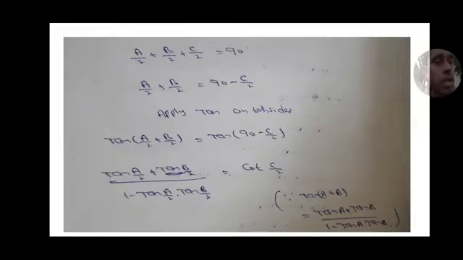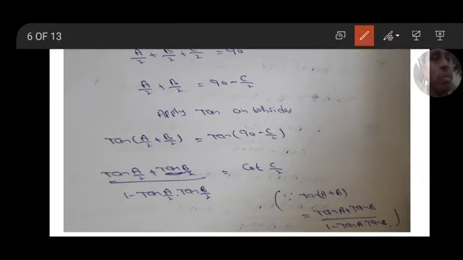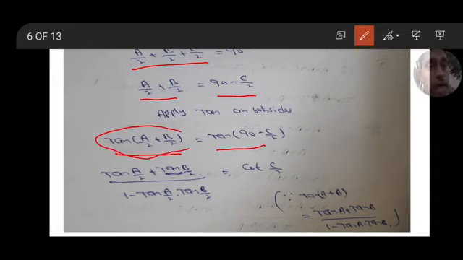Then a by 2 plus b by 2 plus c by 2 equal to 90 means a by 2 plus b by 2 equals 90 minus c by 2. Apply tan on both sides. Tan of a by 2 plus b by 2 equals tan of 90 minus c by 2. So it is of the form tan of a plus b.